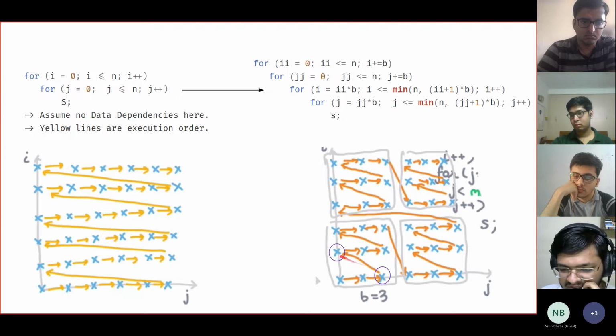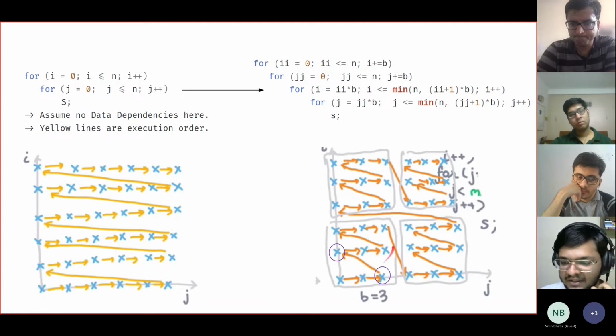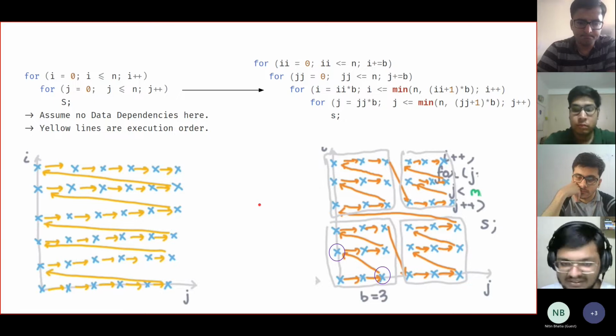For these two points the execution order has particularly not changed, but just consider the corner point of this first block and the starting point of this next block. You can see that in the left execution order, the 0 comma 3 point was executed first, before the 2 comma 2 point. But in the blocking case, the 2 comma 2 point is getting executed first. So we can see that the execution order is changing here.